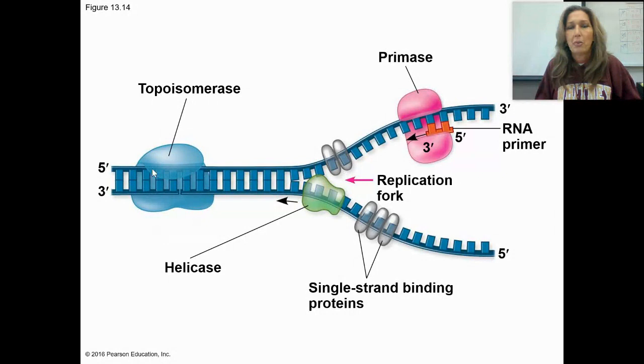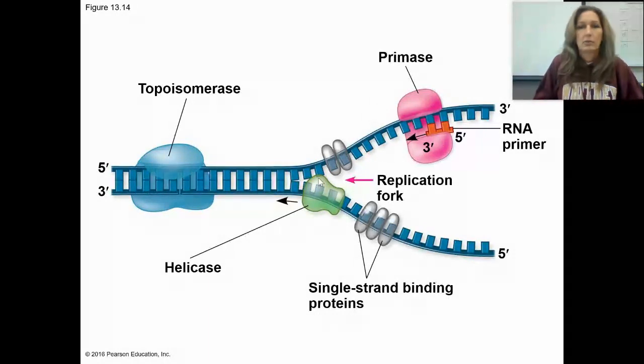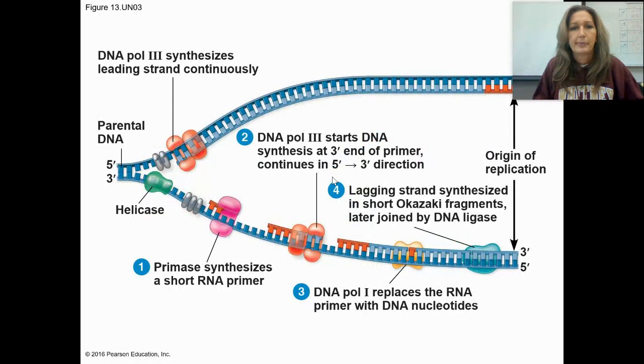So topoisomerase loosens and unwinds the DNA upstream. Helicase is going to separate the 2 existing strands by breaking hydrogen bonds. And then I'm going to have single-strand binding protein that's holding those 2 template strands down while primase builds a primer, and then DNA polymerase 3 comes in and builds in the 5' to 3' direction.